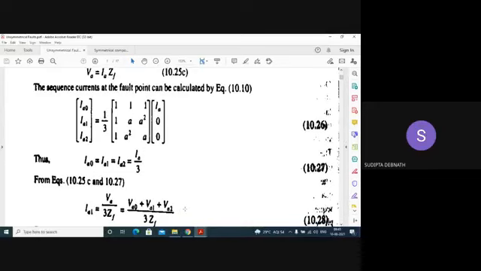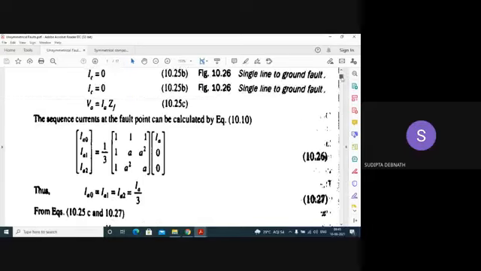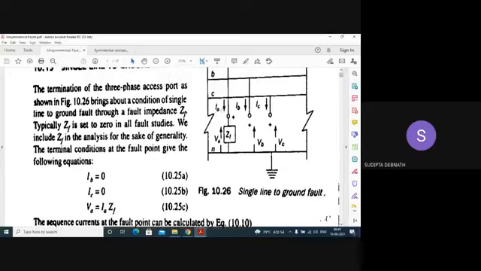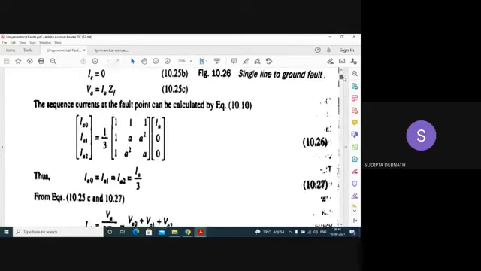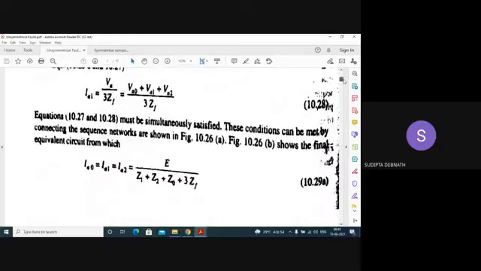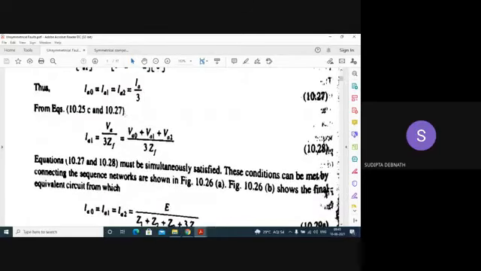But remember, IA1 is not the fault current. Fault current is IA. And what is IA? It is thrice of IA1. So what will be the fault current? You can observe from the figure that the fault current is IA. And so fault current IA will be equal to VA0 plus VA1 plus VA2 by ZF, because it is thrice IA1. Now we know that IA0 equal to IA1 equal to IA2.